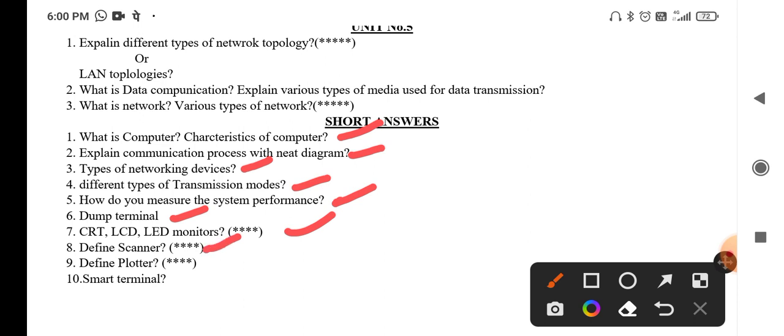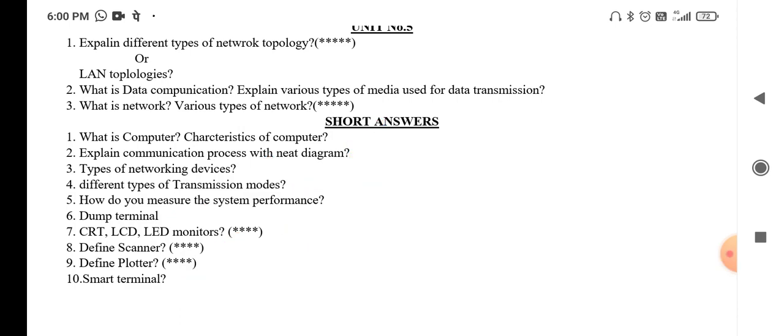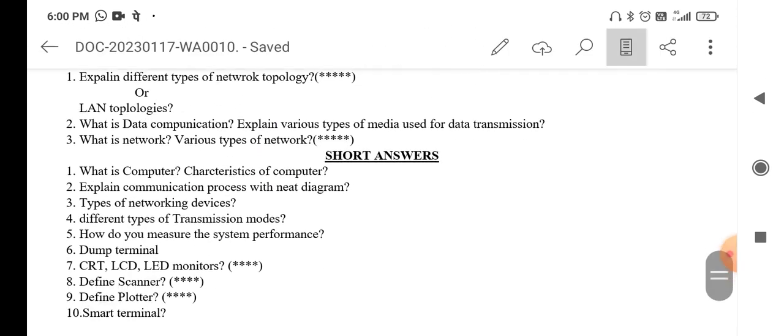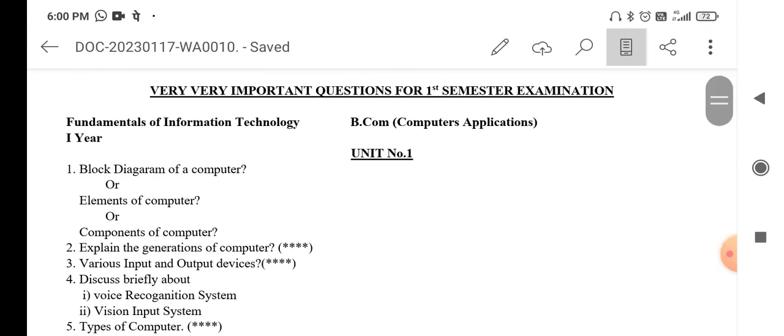What is a scanner? Why are we using a scanner? A scanner is an input device. So we just have to write the definition of scanner. Similarly you need to write the definition of plotter. Only definitions, 3 to 4 lines. And the smart terminals, all these we have to write only the definitions. These are very, very important questions when it comes to the FID subject.